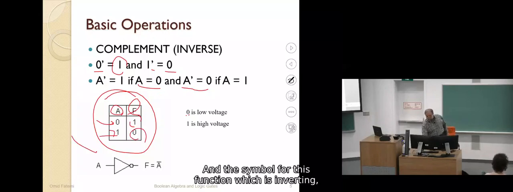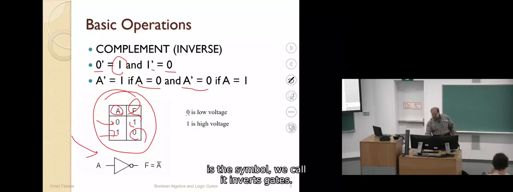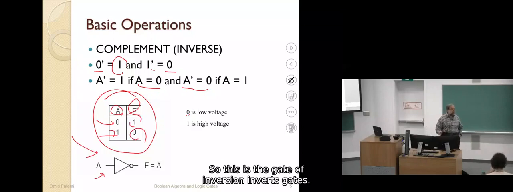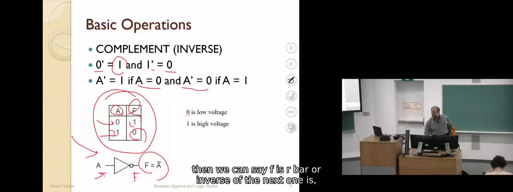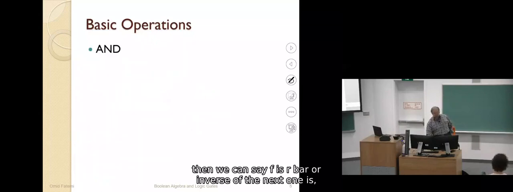And the symbol for this function, which is inverting, is this symbol. We call it the invert gate. So this is the gate of inversion, the invert gate. So if A is the input and the output is F, then we can say F is A bar, or the invert of A. The next one is AND.